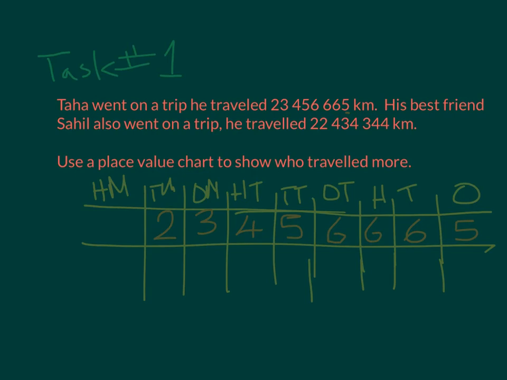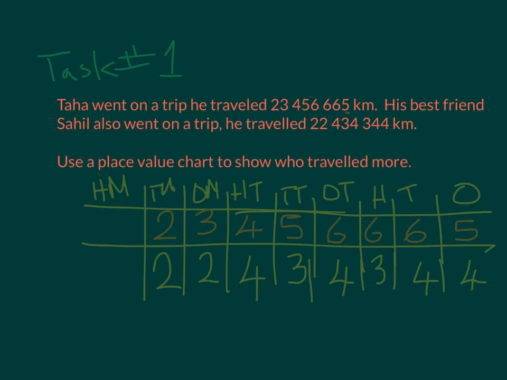I went ahead and put my number in, and then I'm going to go ahead and put in Sahil's. So we have 4, 44, 344, 4,344, 34,000, 434,000. I keep going. 2 million, and then we have 22 million.